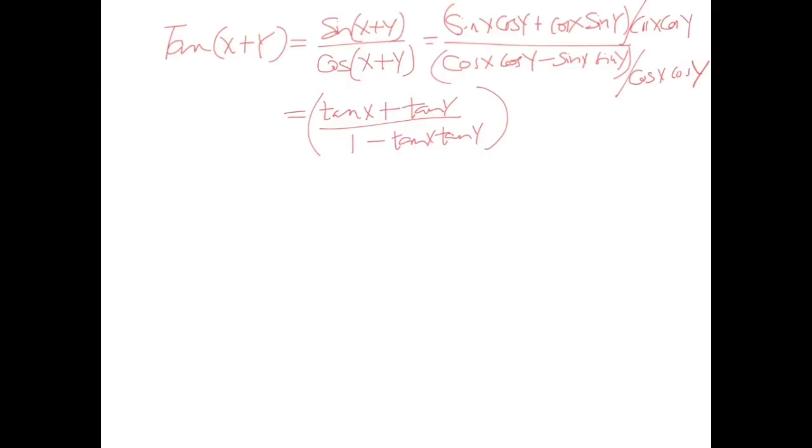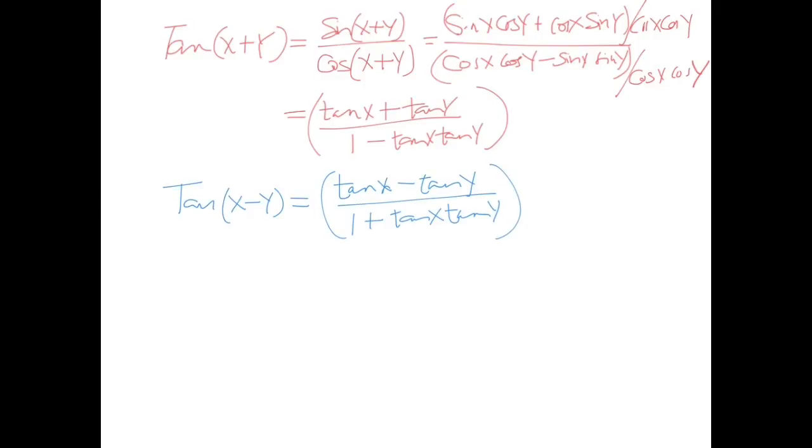To get the expression for tan(x - y), we simply substitute y with minus y in the expression of tan(x + y). So therefore this becomes tan x, and because tan(-y) is minus tan y, the other term is minus tan y, divided by 1 plus tan x tan y, because tan(-y) is minus tan y.